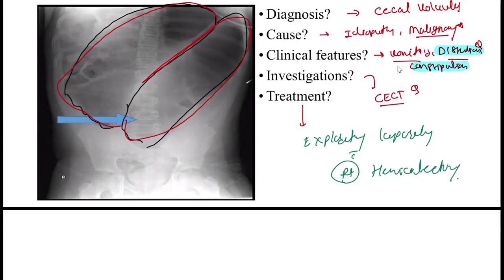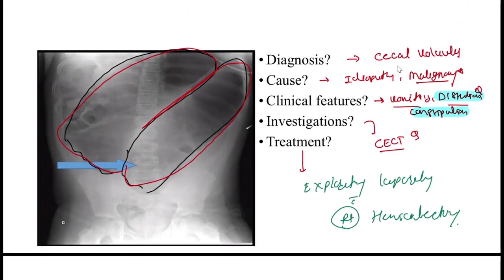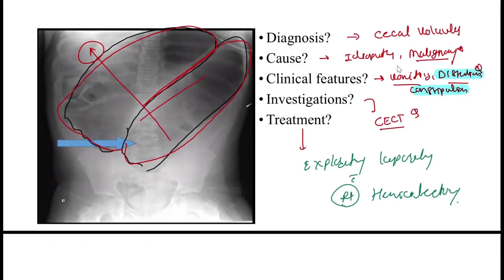If it is a cecal volvulus, the direction of the apex would be towards the right upper quadrant of the abdomen. So in case of the sigmoid, it is towards the left upper quadrant of the abdomen.